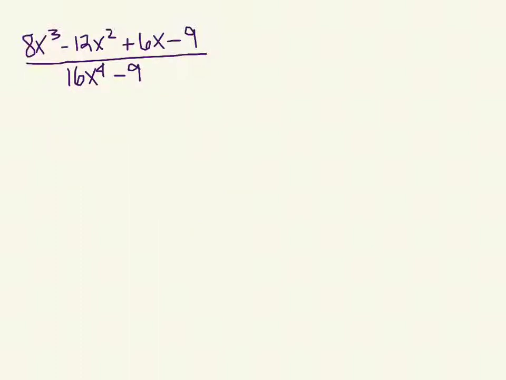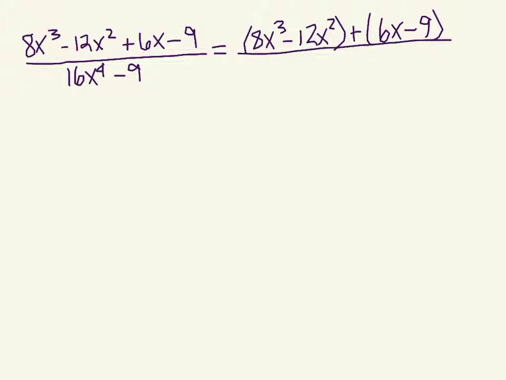And let's actually now write all of this down. So this is going to give us 8x cubed minus 12x squared plus 6x minus 9 all over 4x squared minus 3 squared. So I actually have not done any simplifying at this step. All I have done is rewrite my information.